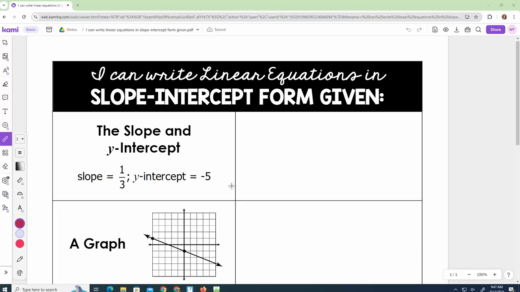We have been writing equations in slope-intercept form. We've done this several different ways. So we started out originally, if you had situations where you were given a slope and a y-intercept, and I said put this in slope-intercept form. What is slope-intercept form?